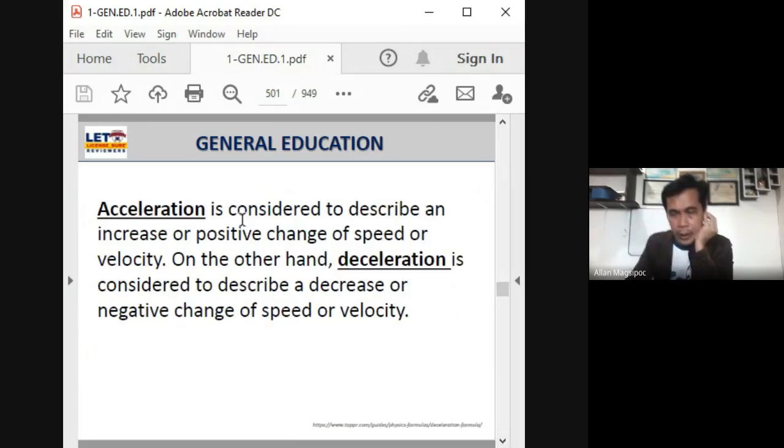Okay? Acceleration is considered to describe an increase or positive change of speed. Acceleration, positive change in speed, increase. While deceleration is the opposite of acceleration.